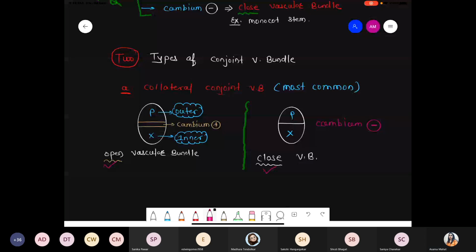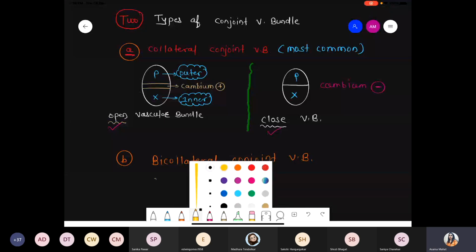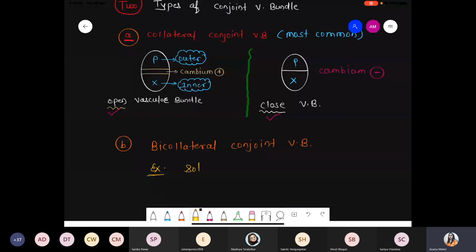No problem, let's go. So number two. This was number one, collateral conjoint vascular bundle, where xylem and phloem attach with each other. But if cambium is present, open; cambium absent, closed. Simple. Another condition is bicollateral conjoint vascular bundle, and it is not exactly common. These are mostly present in the Solanaceae family, that is the potato family.